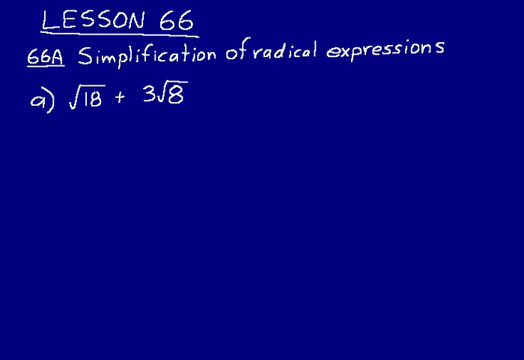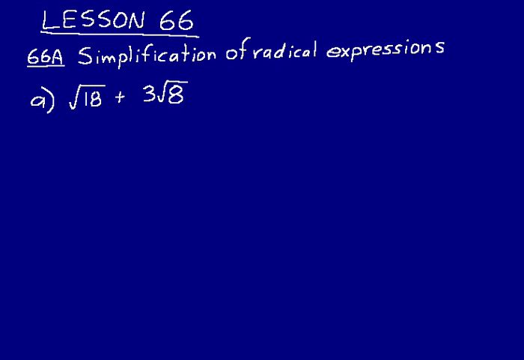And so in practice problem A, what we would want to do first is see if there's anything under the radical sign that we can simplify, and then we'll go ahead and do our addition. If we have some like terms, we'll go ahead and add those together as well. So look at practice problem A and look at the first term, the square root of 18. Think about a factor of 18 that you could take the square root of. And you could, right? You'd have 9 times 2.